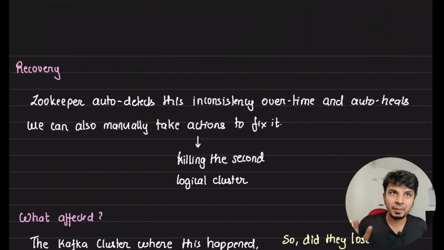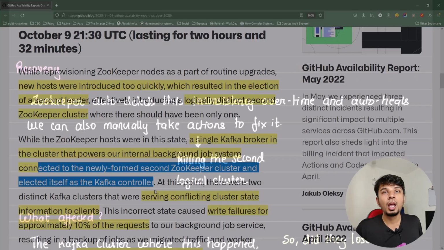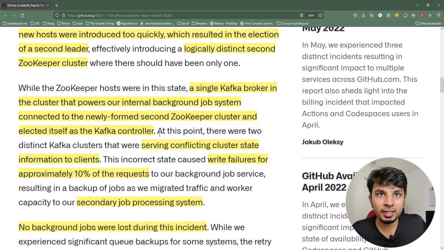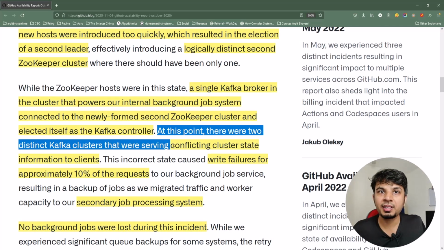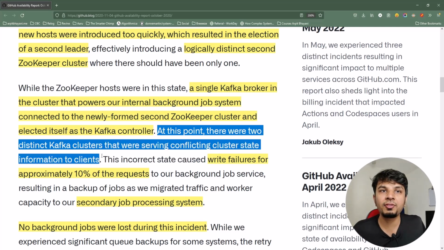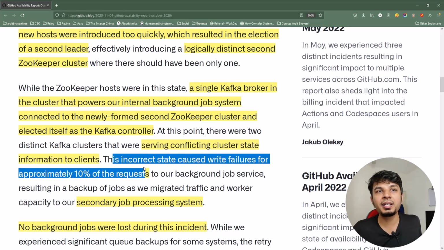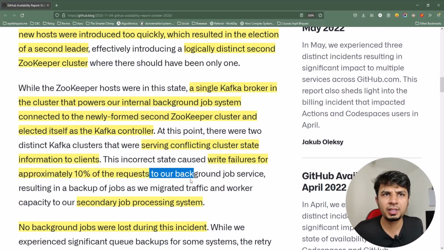And that's what happened. So here, at this point, there were two distinct Kafka clusters that were serving conflicting cluster state information to the client. This incorrect state caused write failures to approximately 10% of requests to our background job service, resulting in backup of jobs. We'll talk about this.